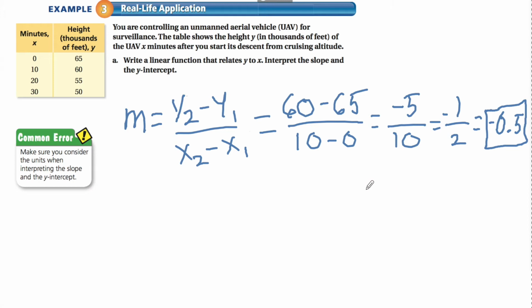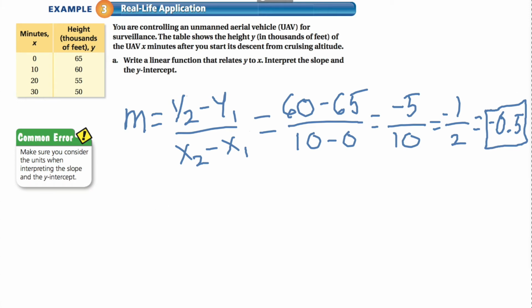But what does that slope mean? So the slope is negative 0.5. The slope indicates that the height decreases 500 feet per minute. After 1 minute, it decreases 500 feet, because we remember our height is in thousands of feet. So half of 1,000 feet is 500 feet.